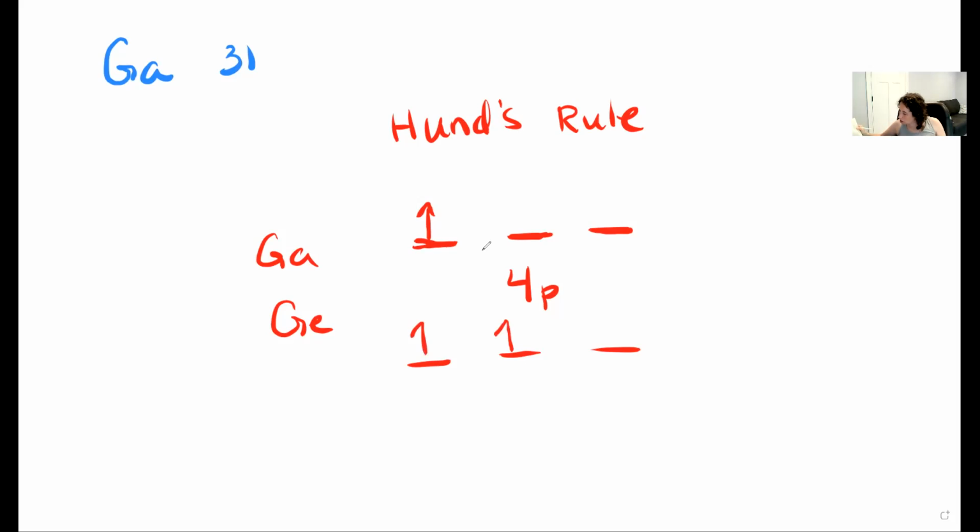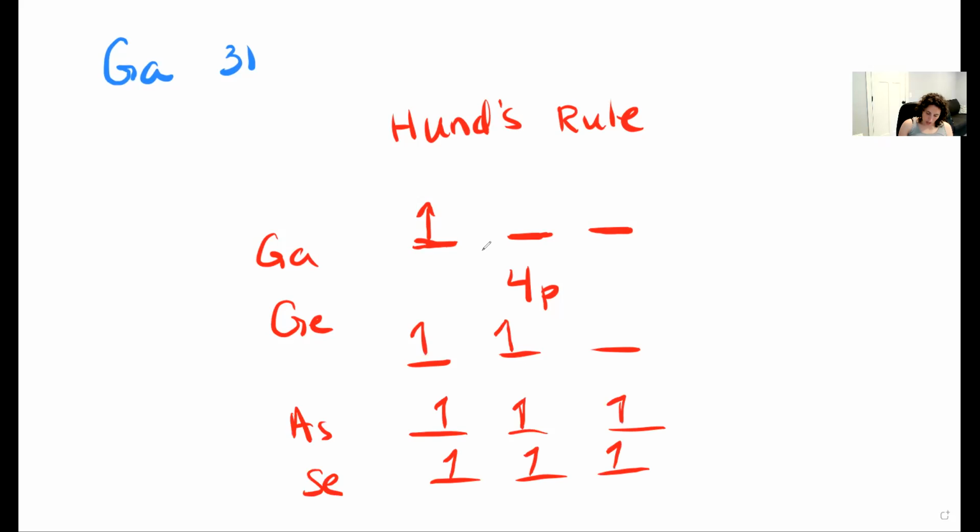And then let's see what's after germanium. Next would be arsenic, which would have 3 unpaired electrons. And then when you get to selenium, you would have 1, 2, 3, and then it goes back and starts pairing. So selenium only has 2 unpaired electrons. So just remember that you only have to look at the last section of your electron configuration, but make sure that you are thinking about Hund's rule and filling across.